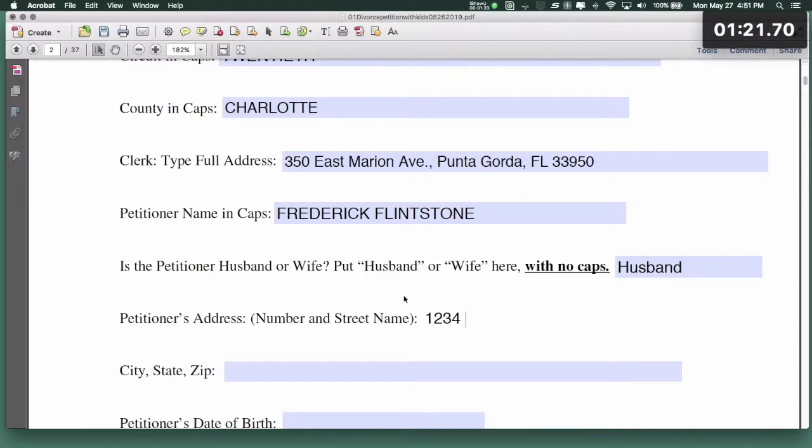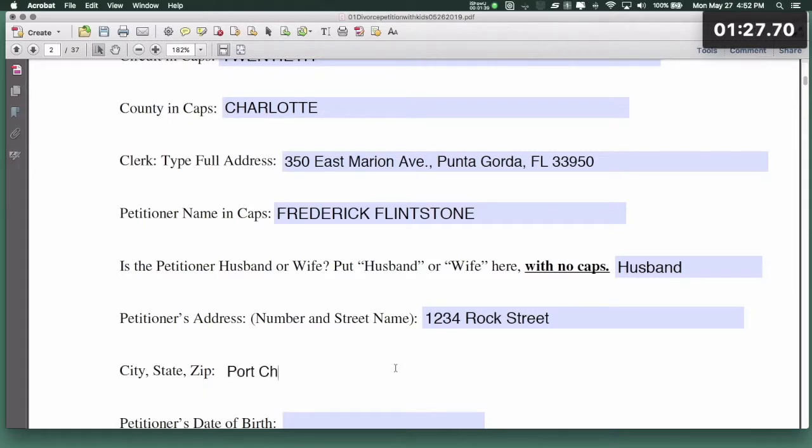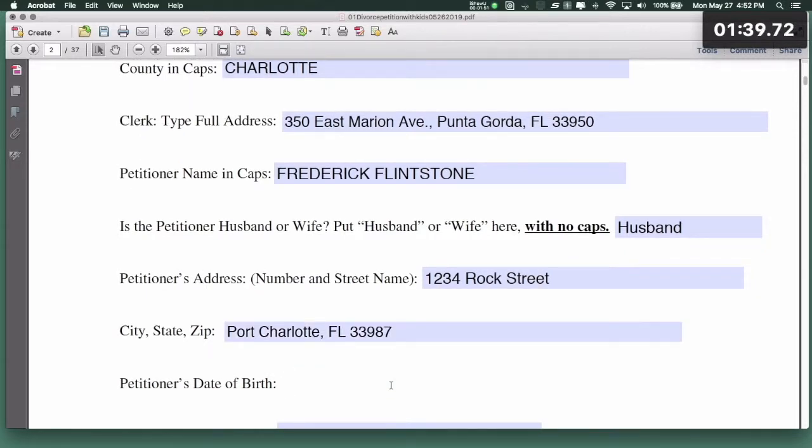1234, I don't know, Rock Street, City, Port Charlotte. Oh, I mistyped that. Charlotte, Florida, 33, I don't know, 987. I'm just making that up. Date of birth. Let's say old Freddie was born 1982. So we'll do 01/1982.